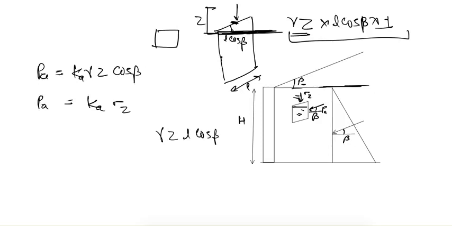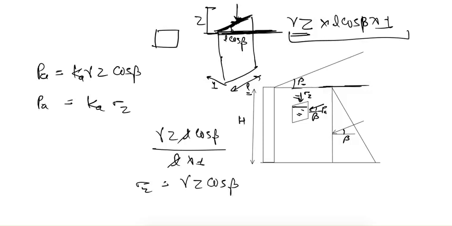Now we want to find the stress at this inclination. If we divide this force by the area of this inclined level, then we can find the stress. The area here would be L into 1, because this length is L and we take the perpendicular distance as 1. So this sigma z comes out to be gamma z cos beta. That's why Pa is taken as Ka gamma z cos beta.